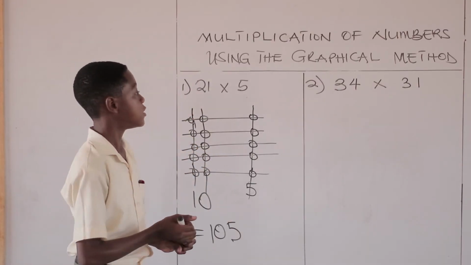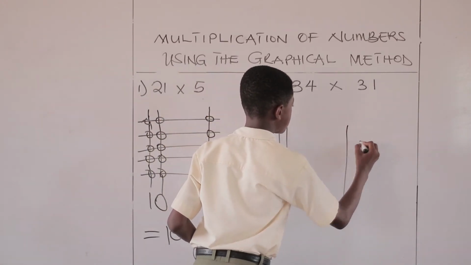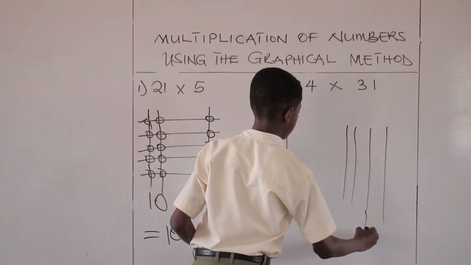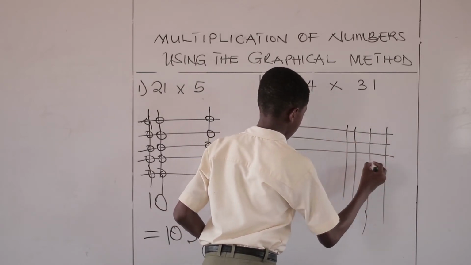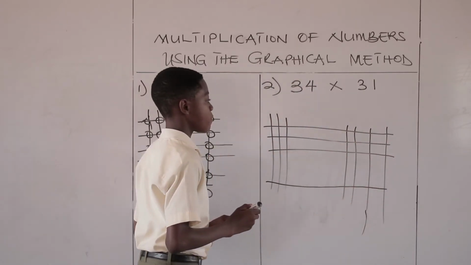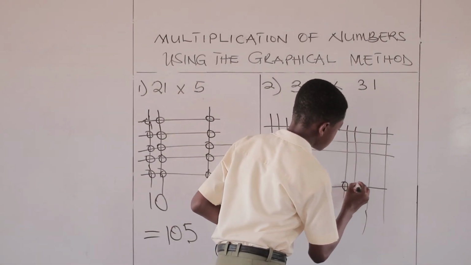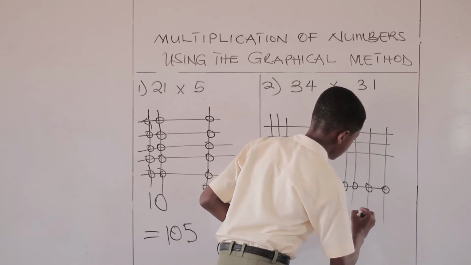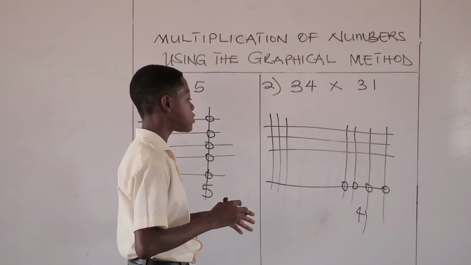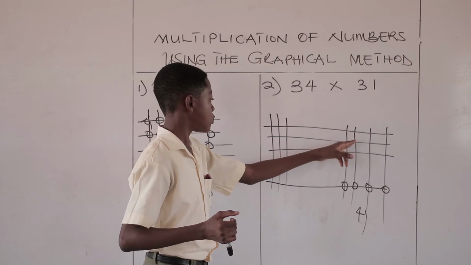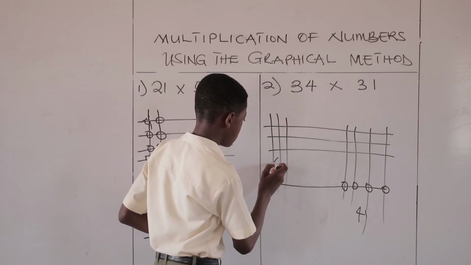Let's move to the second one. We'll be drawing 3 strokes on the left and 4 strokes on the right. Then 3 strokes here and 1 stroke here. Now we'll be counting the intersections. So we have 1, 2, 3, 4. And to find the middle number, you count the two diagonal intersections diagonally. So count here.